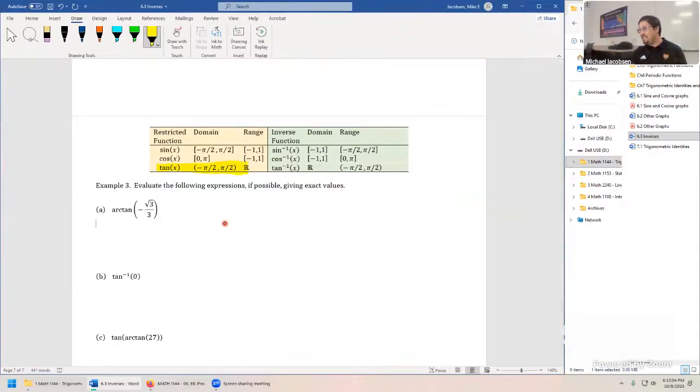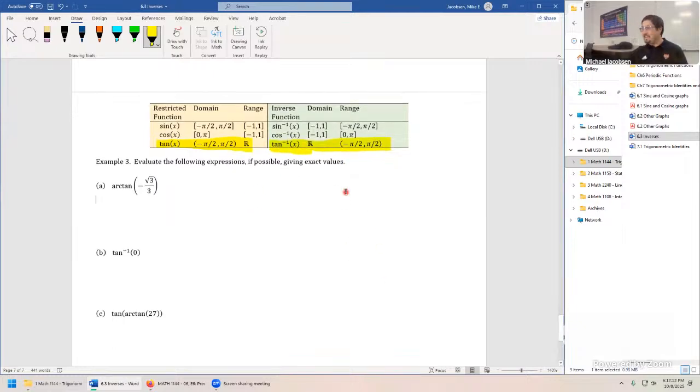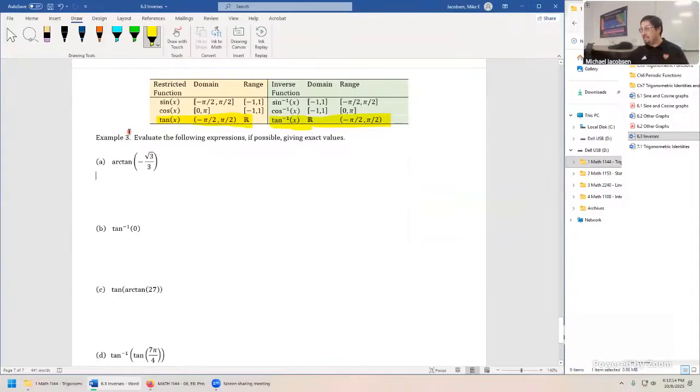Let's try that again. So we're going to pay key attention to these domains and ranges, as well as these domains and ranges as we calculate. Okay, that didn't mess it up that time, so let's hope for the best. So it says, evaluate the following expressions, if possible, giving exact values.